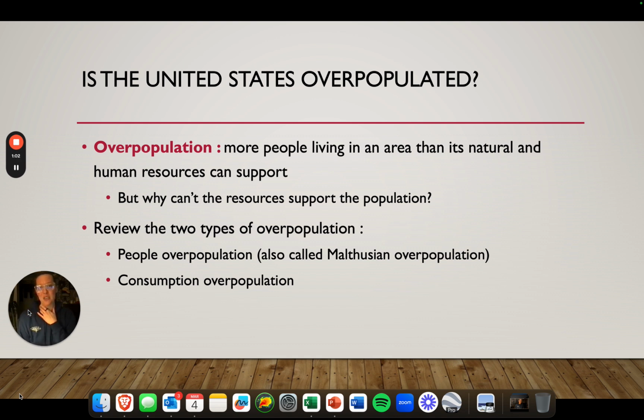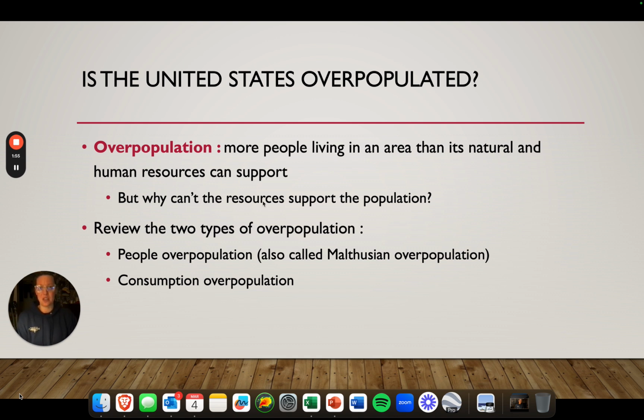Overpopulation is defined as more people living in an area than its natural and human resources can support. And, things to consider, why can't the resources support that population? Not every place can actually provide all the services that a place needs. For example, think about countries that need to import a lot of resources. If anyone here has ever been to Iceland, they have to import pretty much everything. You can't really farm a whole lot on that island. The best thing you have going for you is you are geothermal. That's about it. I shouldn't say that, but it's pretty wild, right?